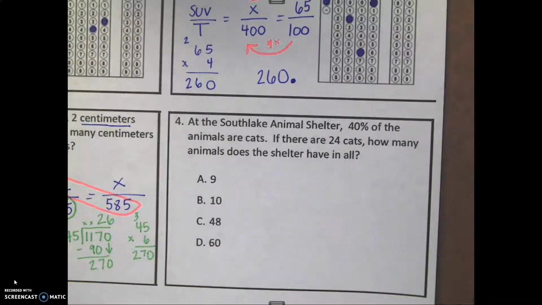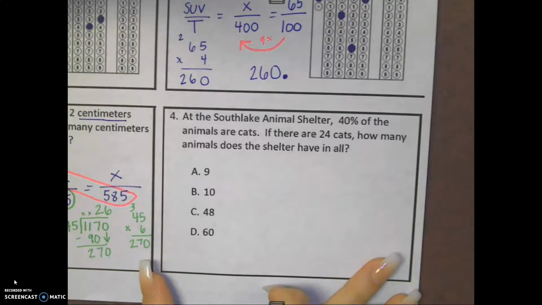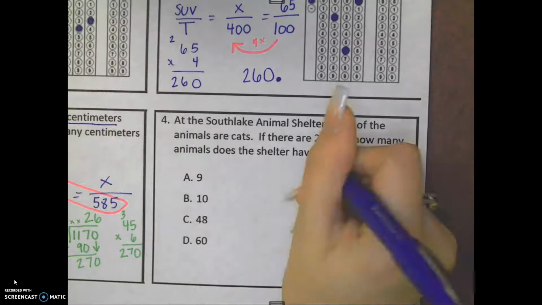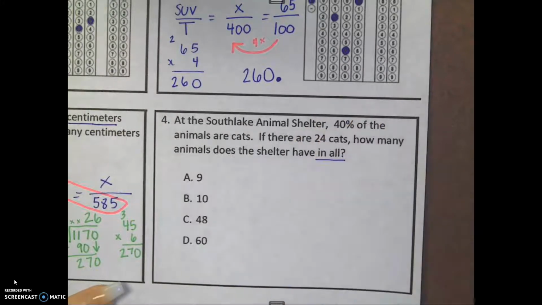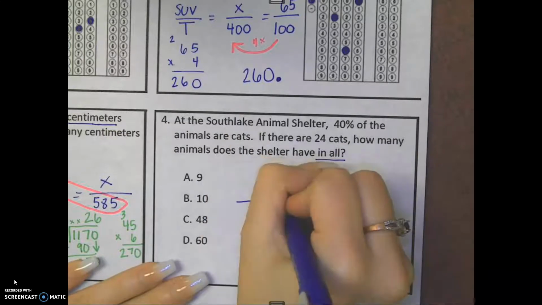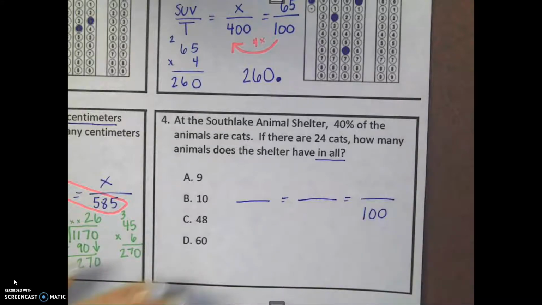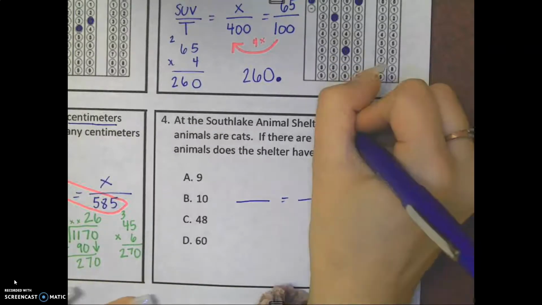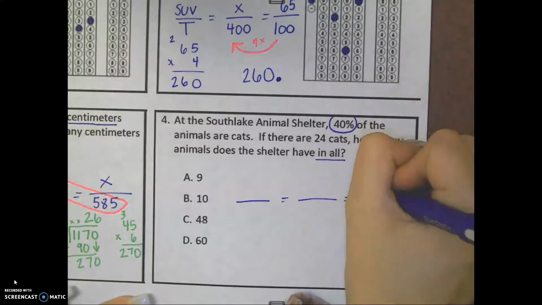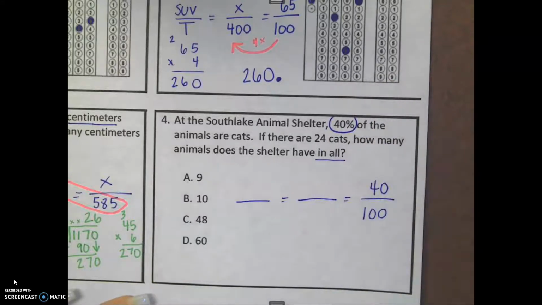Alright, number 4. At the South Lake Animal Shelter, 40% of the animals are cats. If there are 24 cats, how many animals does the shelter have in all? So first thing, look for percents. I have one, so I need to do a percent proportion, which includes the 100. And then my percent will go above that.